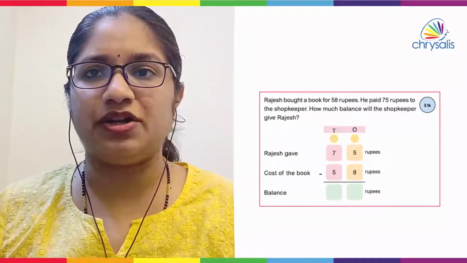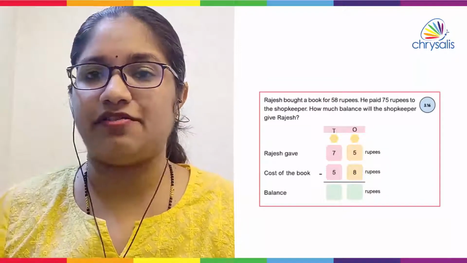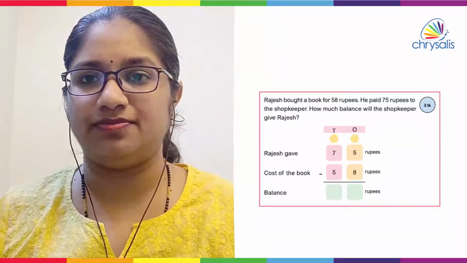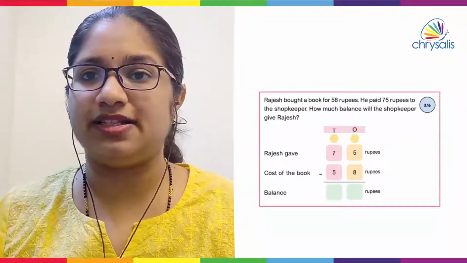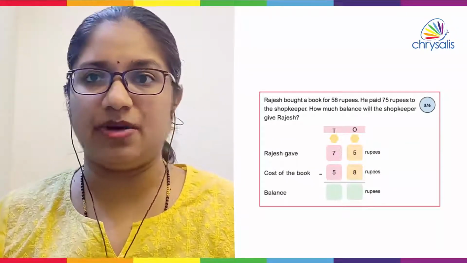So children, what should we do now? We have to subtract 58 from 75 to find the balance amount. Take 10 minutes to complete this activity. Press pause to work on the activity and press play once done.